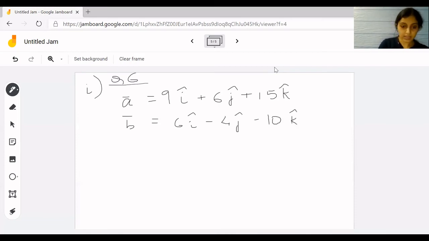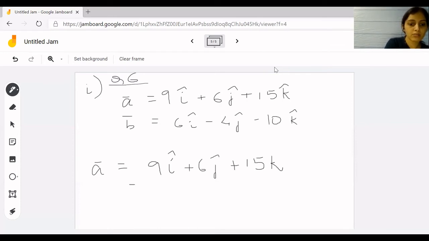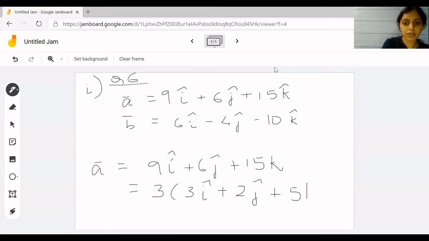Okay, so now let us take the first vector, 9i plus 6j plus 15k. You can see that 3 is common in this, so I'll take 3 outside. I have 3i plus 2j plus 5k.